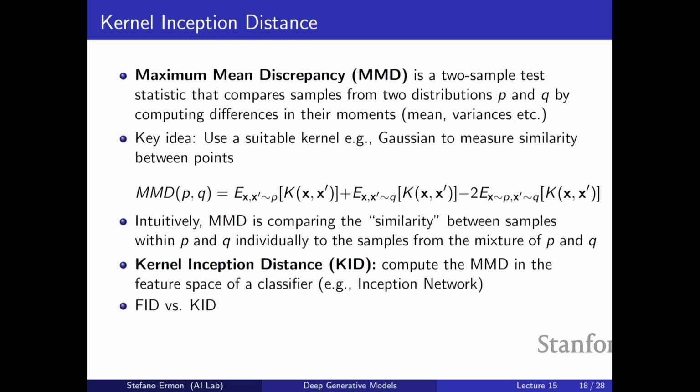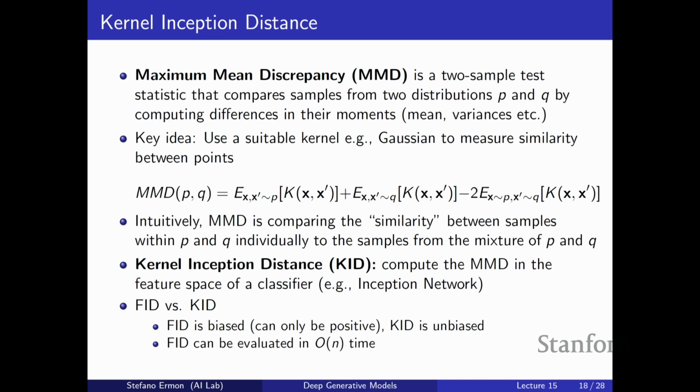It's similar to FID. The key difference is that KID is a little bit more principled, but it's more expensive. If you have n samples, it has a quadratic cost as opposed to a linear one, because you have to make all pairwise comparisons between the two groups of samples. But it has a similar flavor to FID.